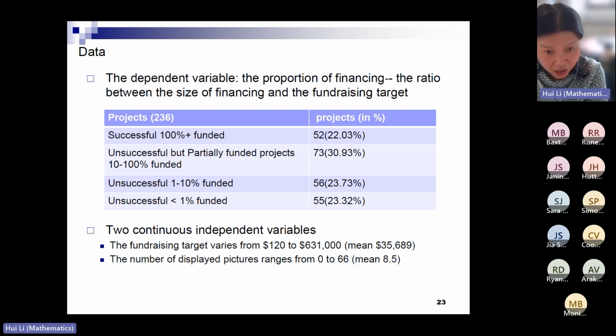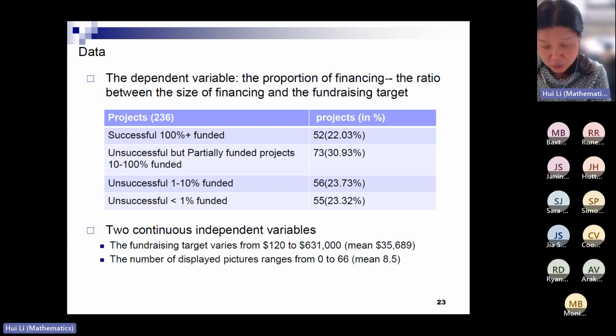For the unsuccessful projects, 73 projects were partially funded, which takes about 31%. That is between 10 to 100%. We also got 56 projects, which takes about 24%, as the 1 to 10% funded projects. And we also have 52 projects, 23%, that were quite poorly funded, with less than 1%. So this is our response variable we're going to analyze.